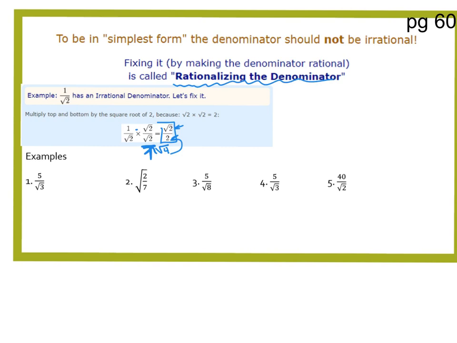Looking at number 1. I want to get rid of the square root of 3 out of the denominator. How do I do that? I multiply by the square root of 3. 5 times the square root of 3 is 5 square root of 3. Square root of 3 times the square root of 3 is the square root of 9. I can simplify that square root of 9 into 3. So my answer is 5 times the square root of 3 divided by 3.